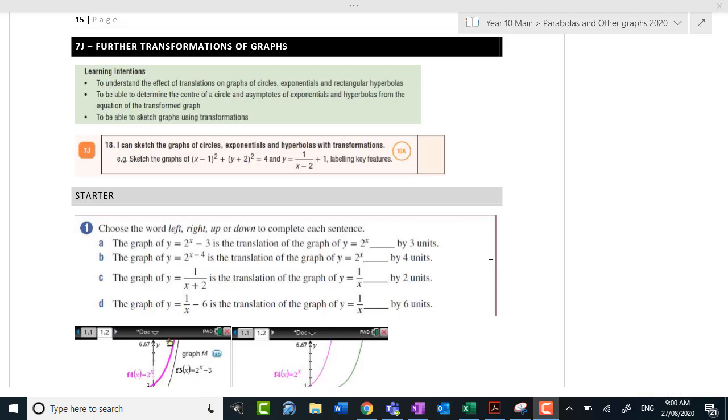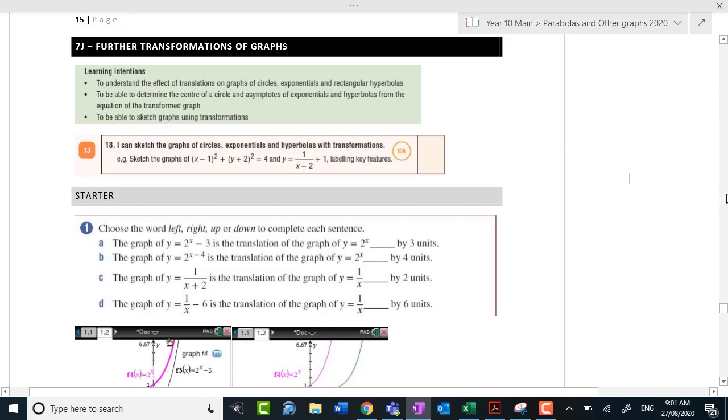Hi U10s. In this video I'm going to go through some of these other graphs that we haven't quite seen yet, and also moving the graphs of hyperbolas left to right with transformations. Okay, so I'm going to go through how to use a calculator along the way, and hopefully you can link this with the transformations task that you did earlier this term.